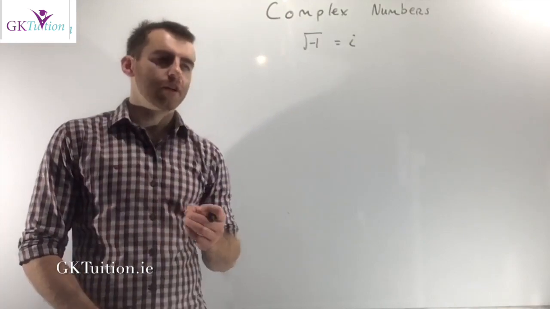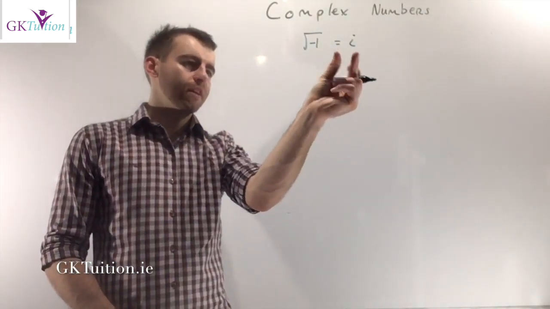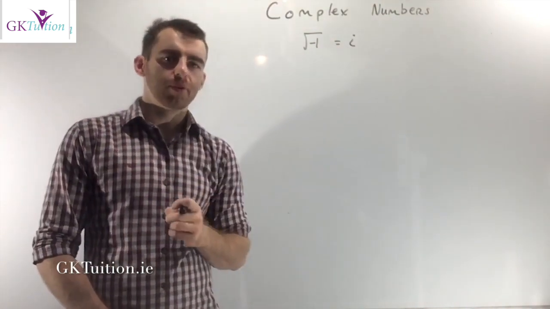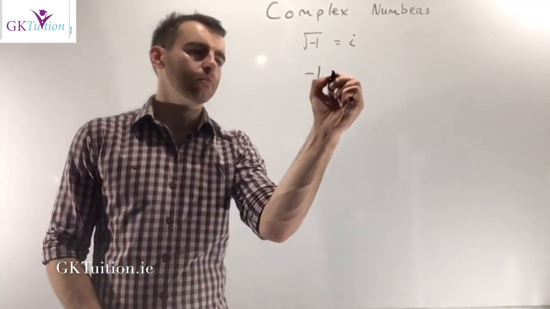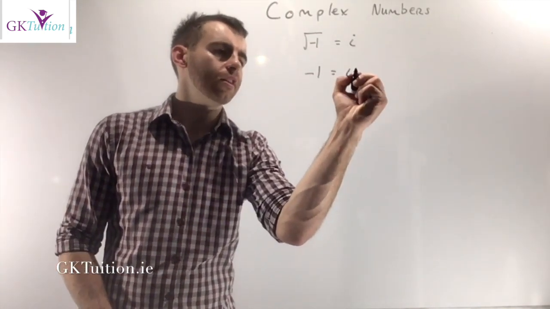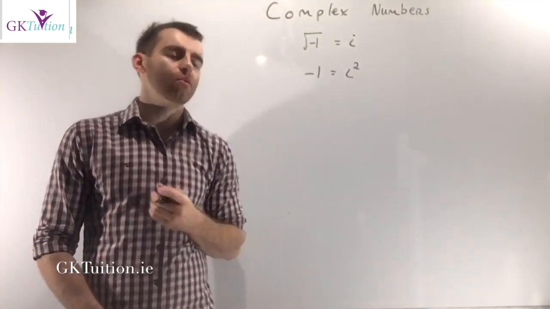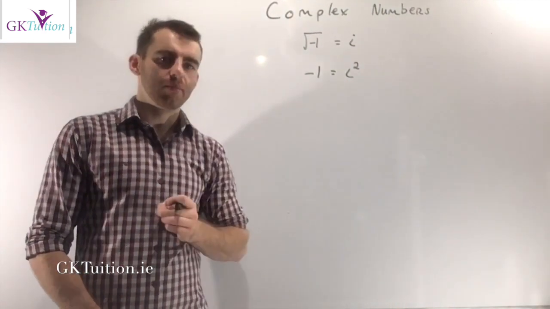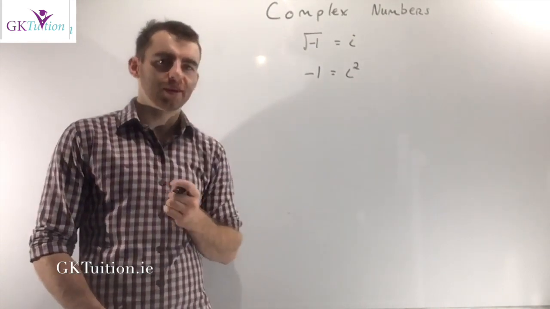Okay, so another thing we need to look at here is complex numbers are built upon the fact that i is equal to the square root of -1. Imagine what would happen if I squared both sides here. If you square the left hand side, you end up with minus 1. If you square the right hand side, you end up with i squared. So if I'm saying that i is equal to the square root of minus 1, it follows that i squared is equal to minus 1.